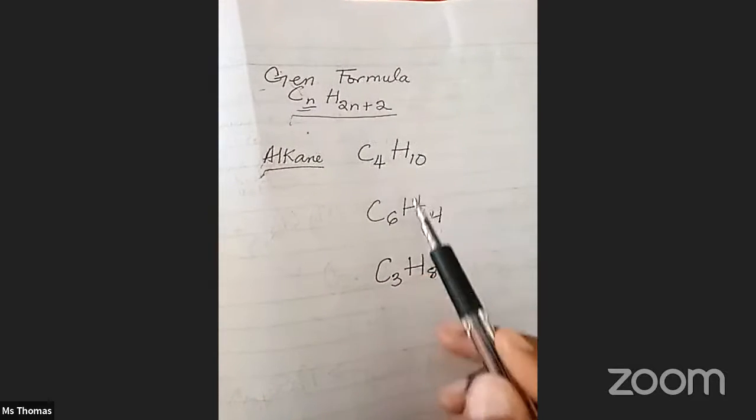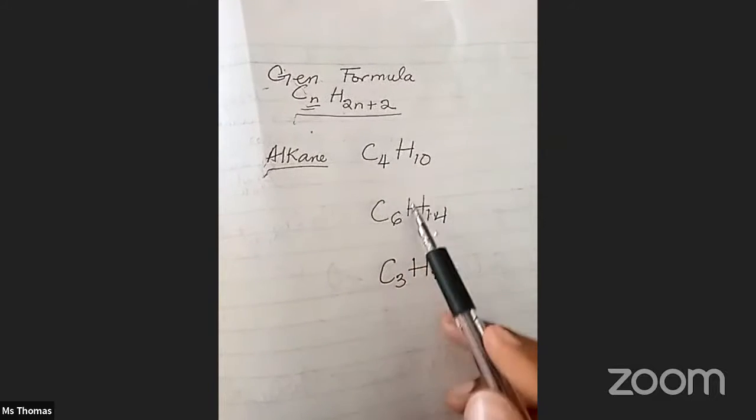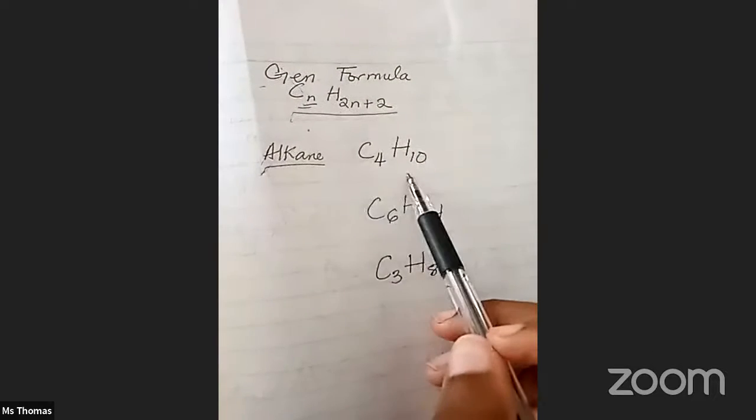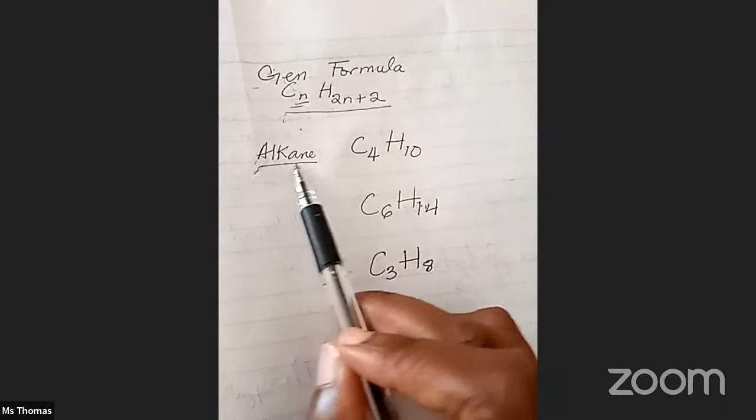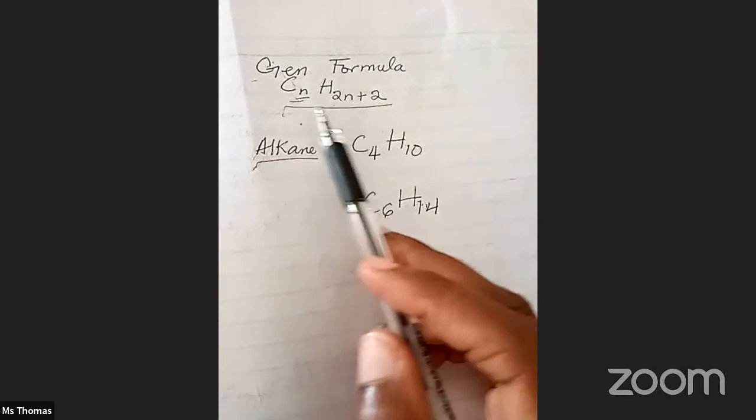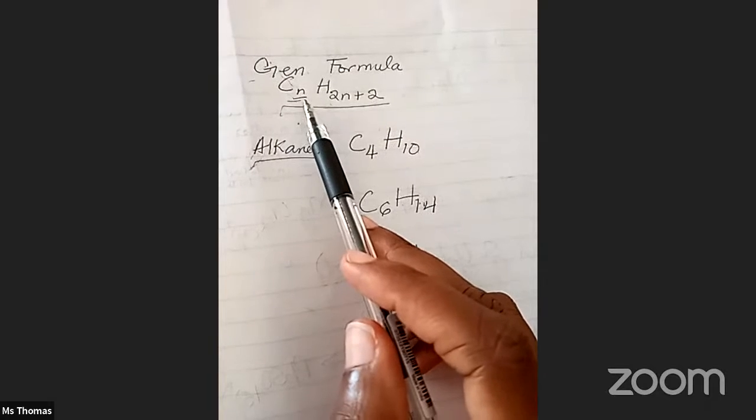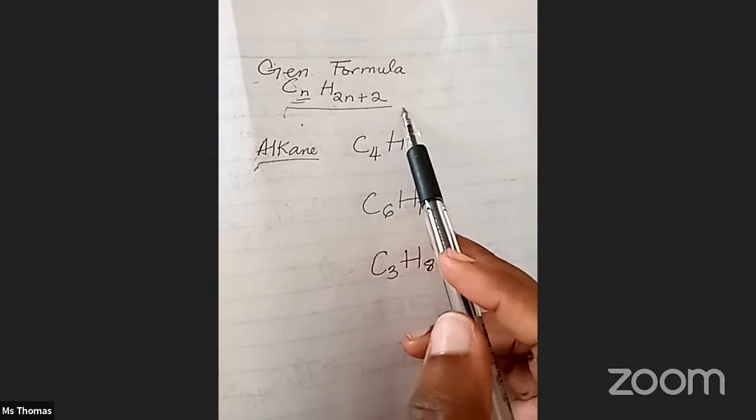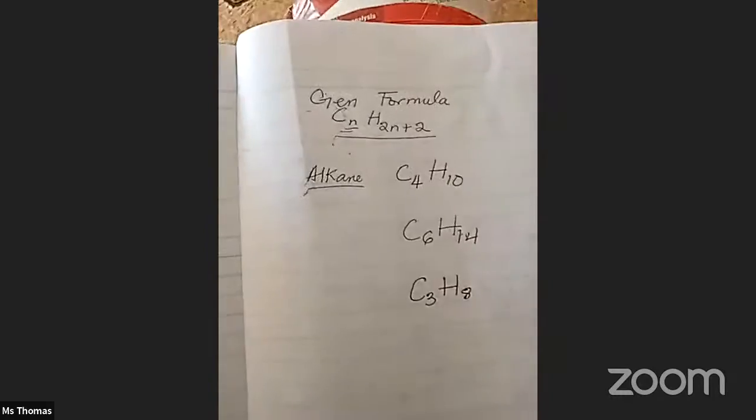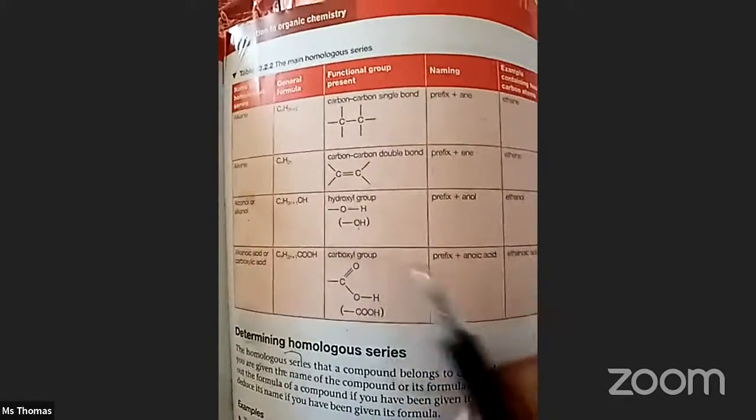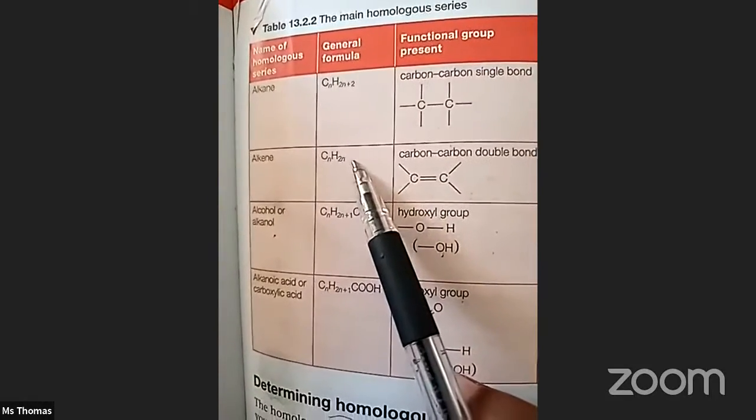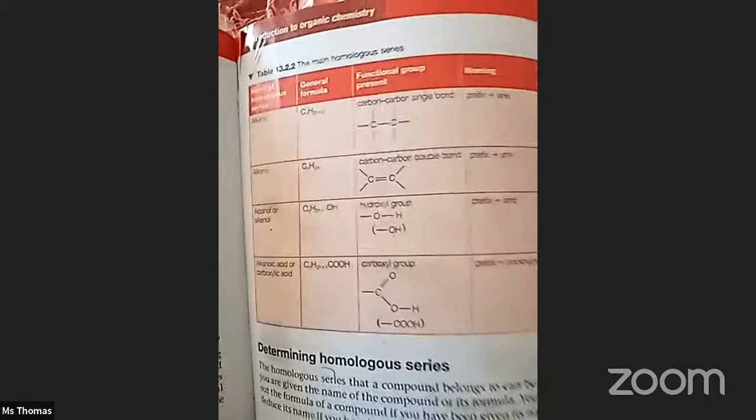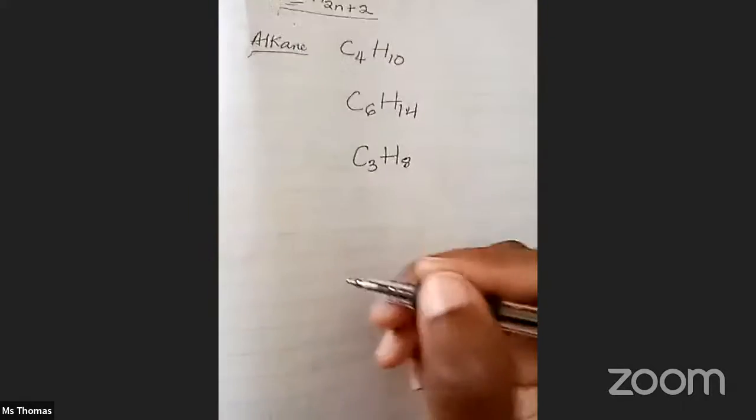So I hope you get the idea that each homologous series has a specific general formula that all the compounds within that series will follow. So you can literally look at the formula and tell that this is an alkane because it follows this general formula CnH2n plus 2. All right. Now, for alkenes, the general formula is CnH2n.